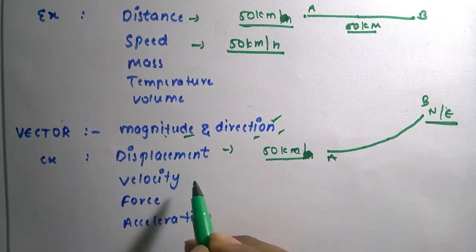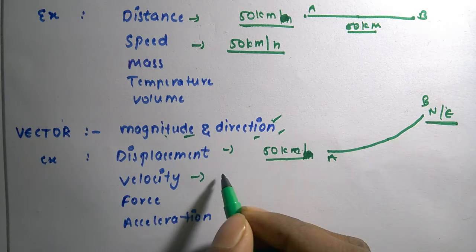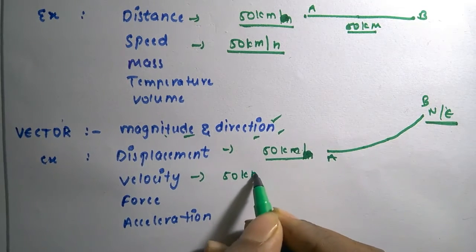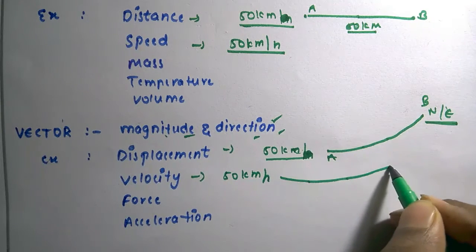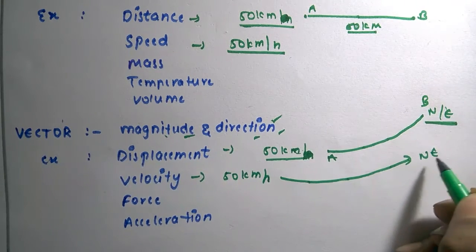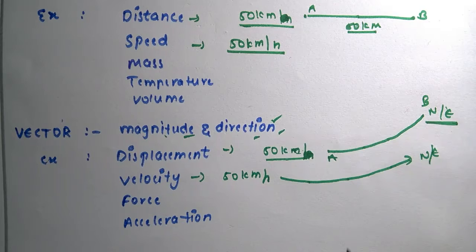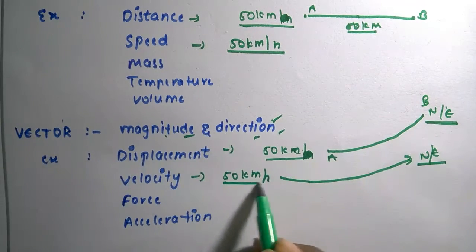And let us check the velocity. Velocity is a bus traveling at a speed of 50 kilometers per hour through the northeast direction. So this is velocity. This velocity has a direction as well as magnitude.